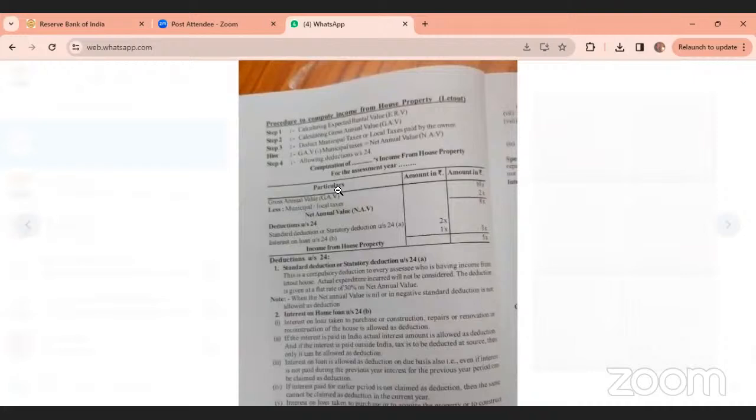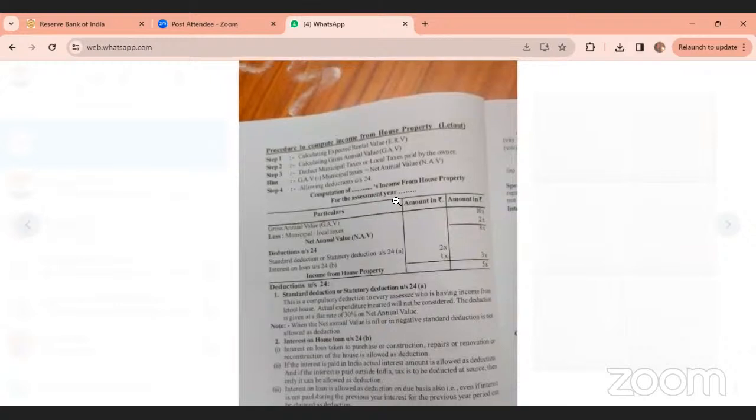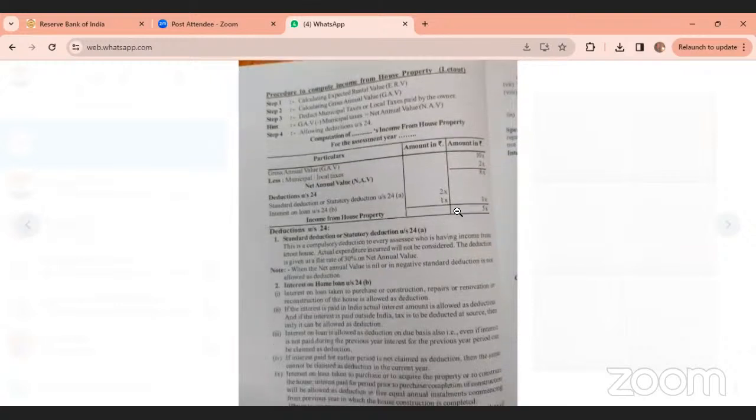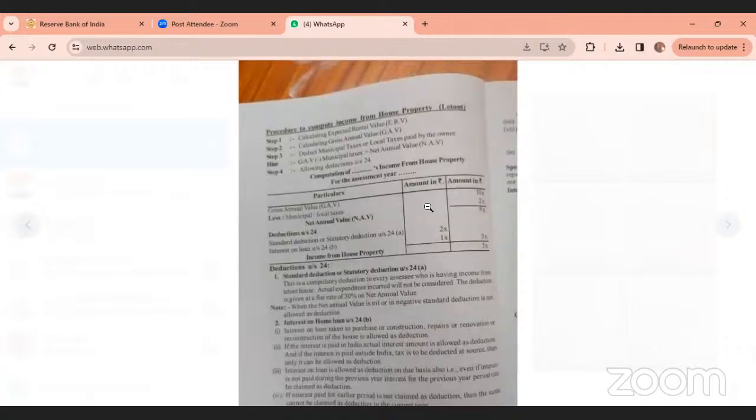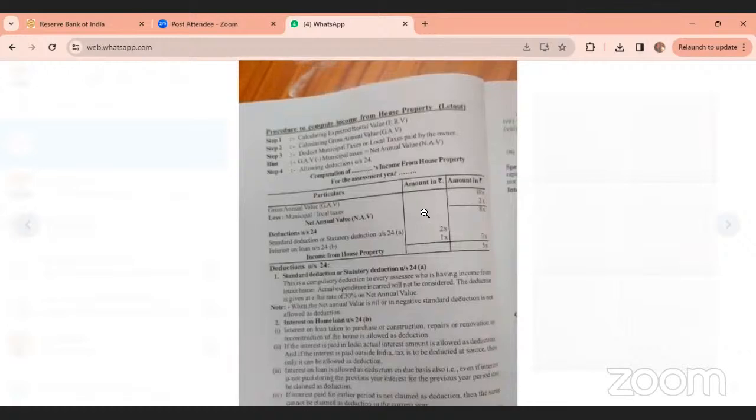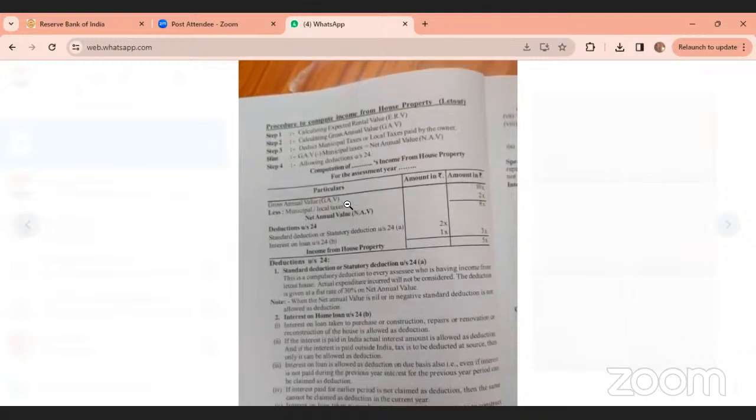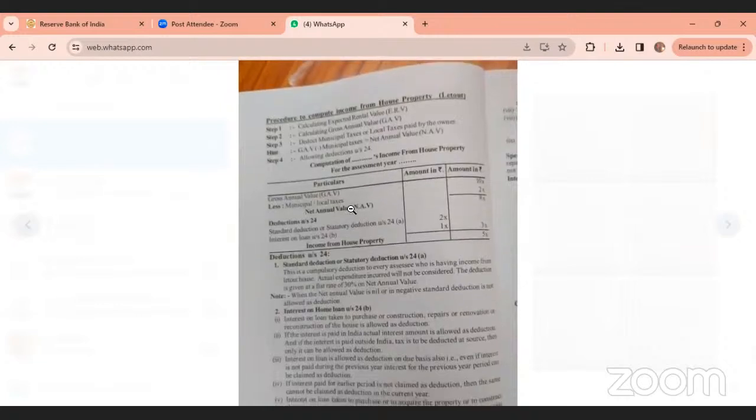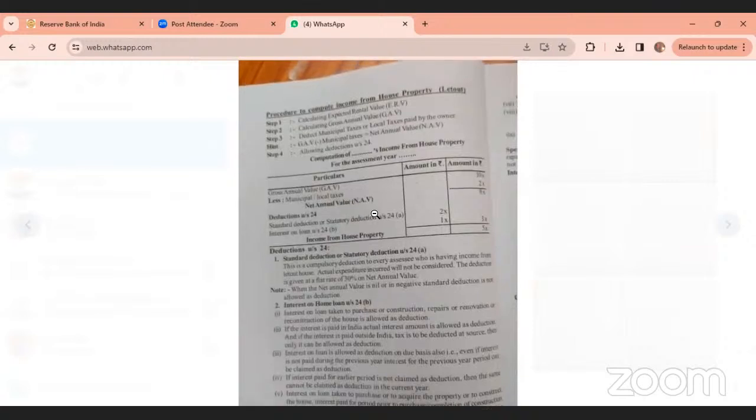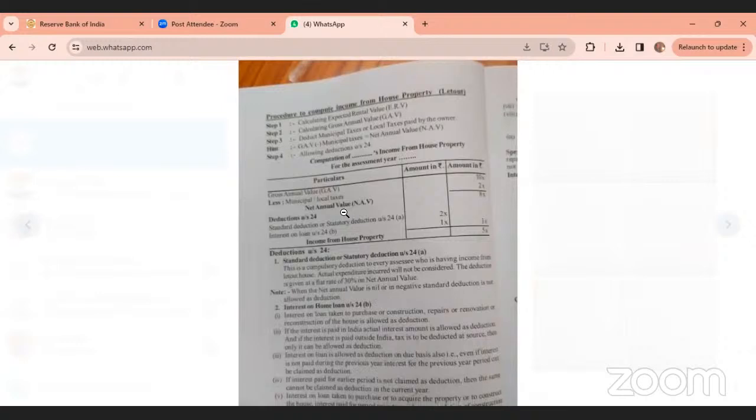Now you see the table. Computation of income from house property of so and so person for the assessment year. Particulars and amount, with two amount columns, one inner column and one outer column. First you have to write the gross annual value. There is a procedure for calculation of gross annual value; I will tell you. Next, from gross annual value, deduct the municipal taxes. Here you get the net annual value.